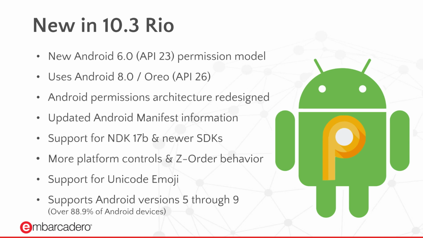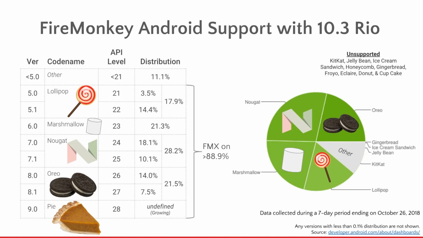Also, platform controls and Z-order behavior. We now have a huge step forward here in this area. This is a big deal. Great to see. I'll talk more about that in a little bit. And support for Unicode emojis, which is exciting, I suppose. Actually, it is. Unicode emojis are a big deal. So it supports Android versions 5 through 9, which is 88.9% of Android devices, or more, probably at this point.